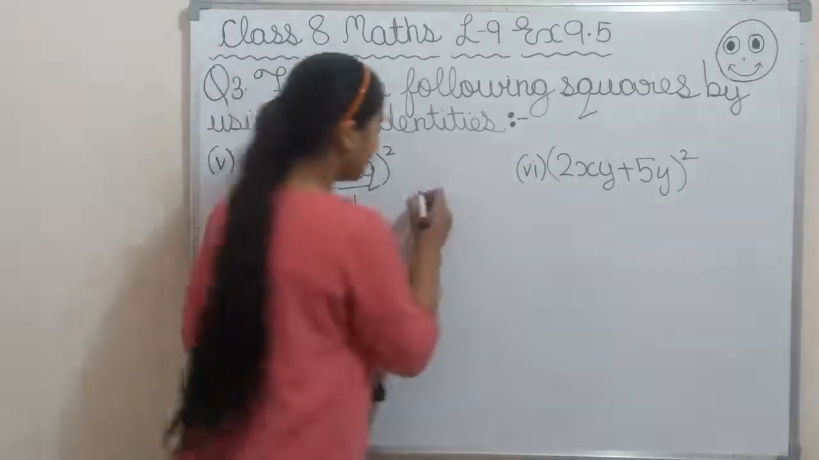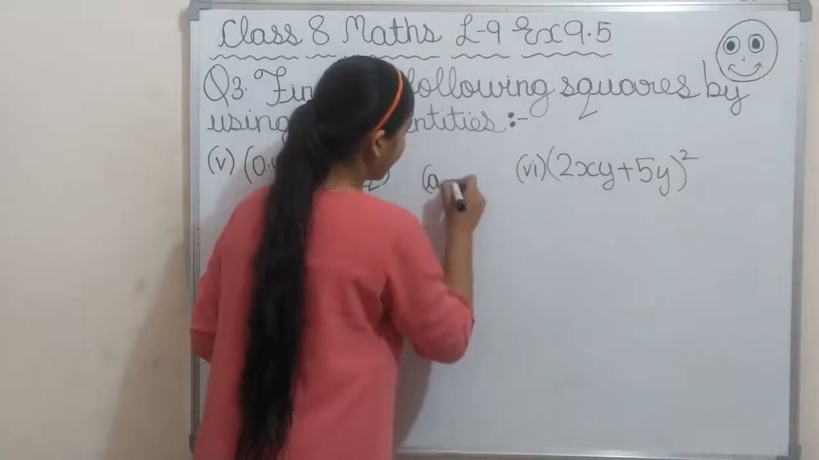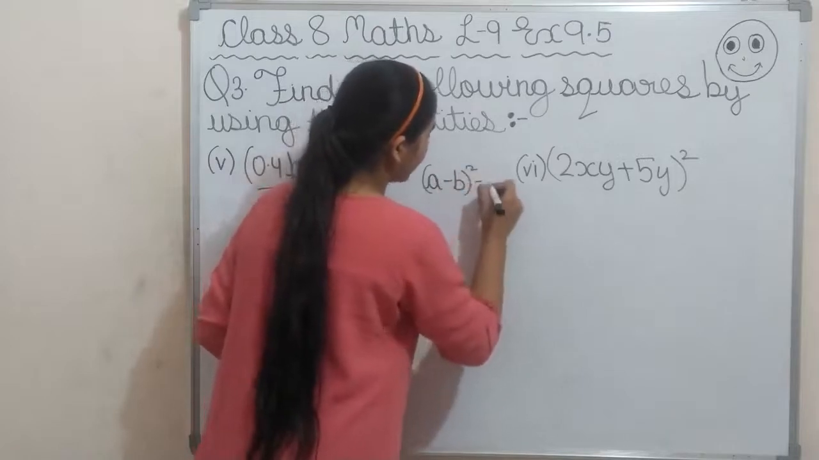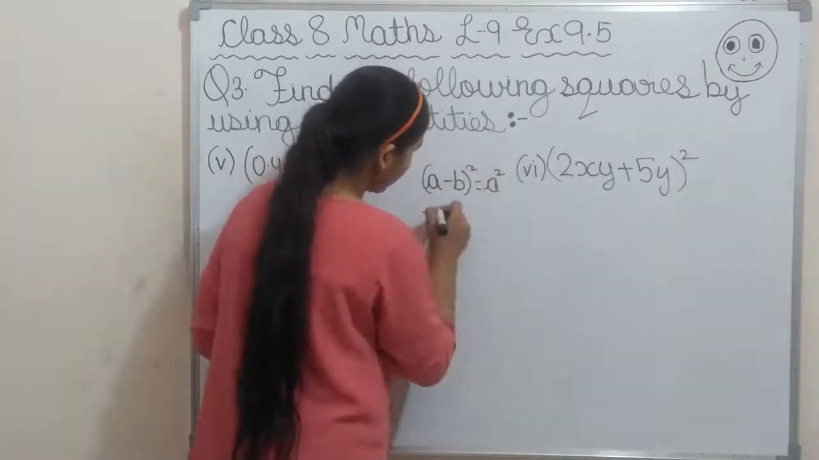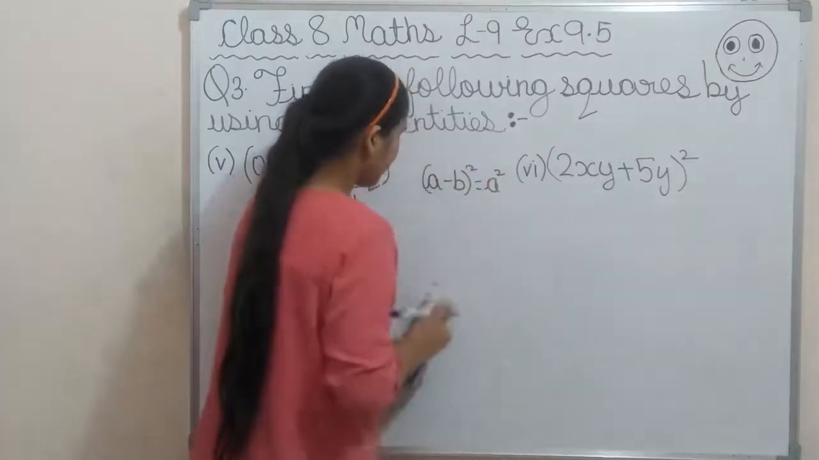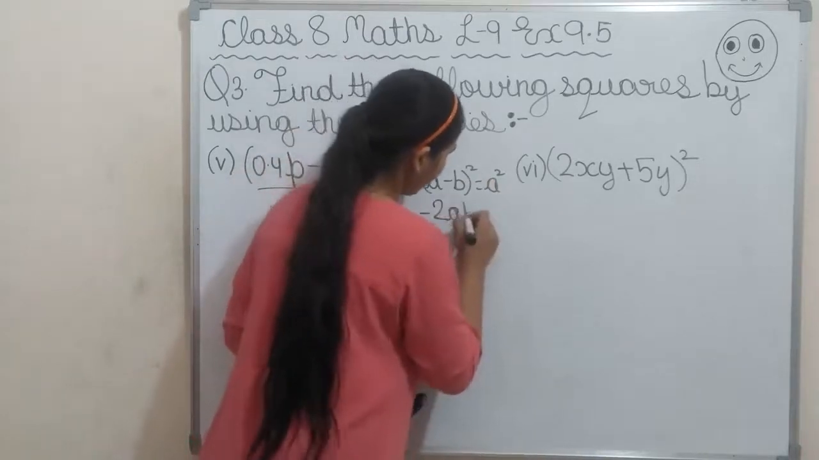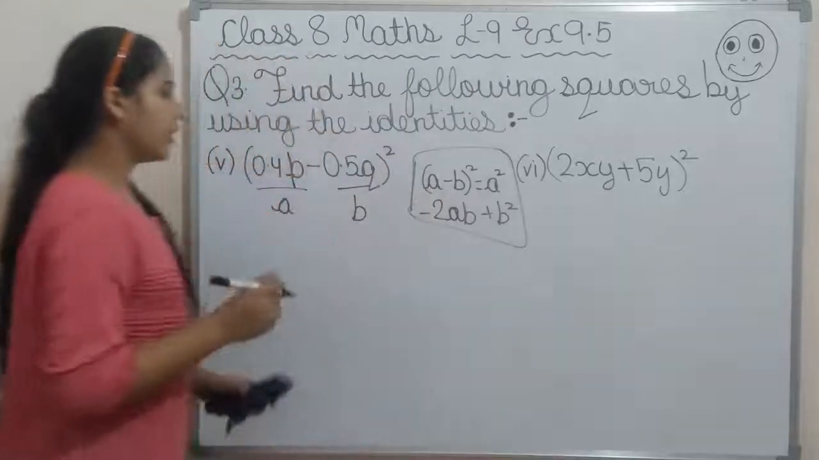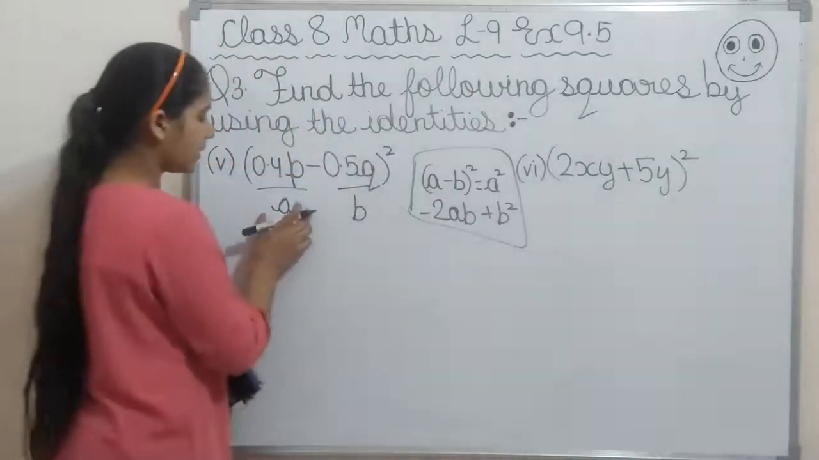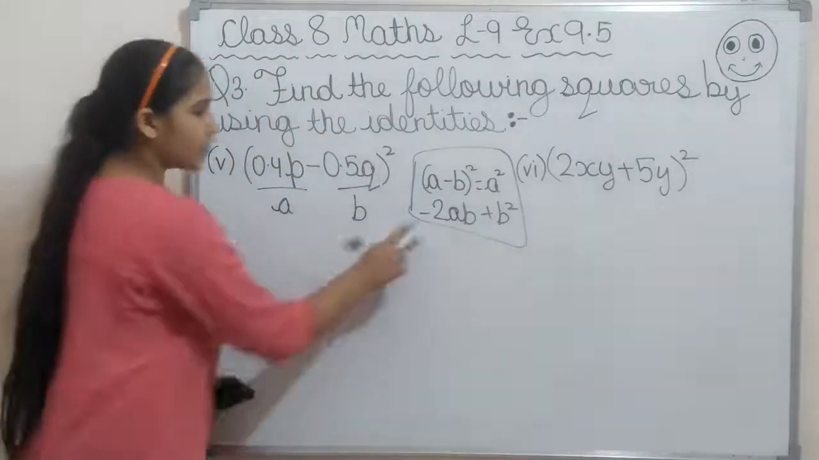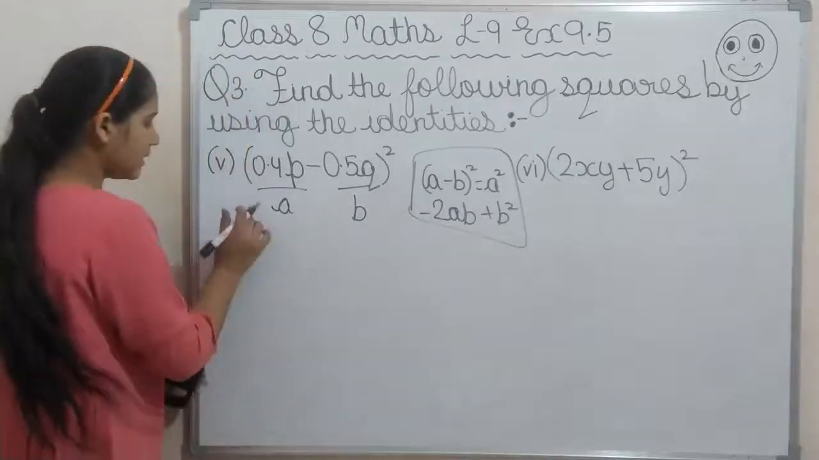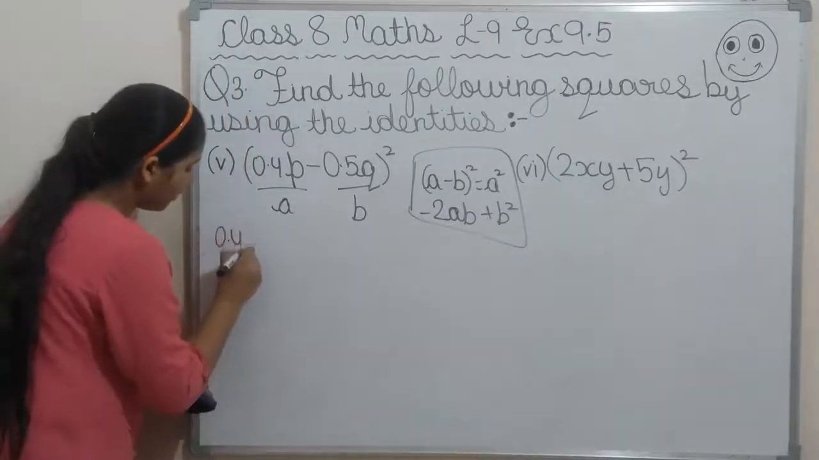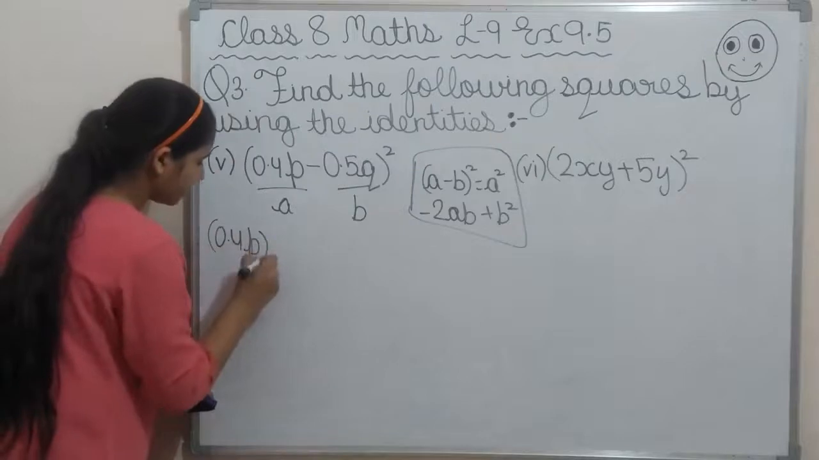Minus. So which identity? (A minus B) square is equals to A square minus 2AB plus B square. So this is the identity which we are going to use. So let's do. So this is A, this is A and this is B. So A square is given. A means this 0.4p square.